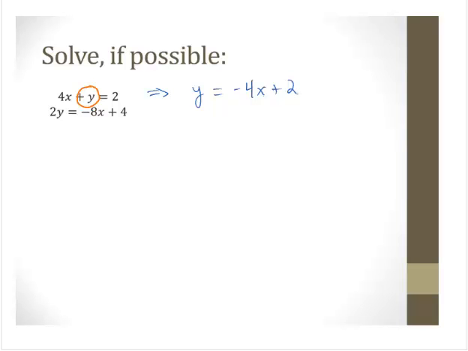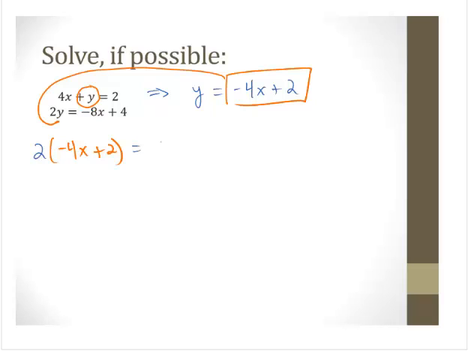So now I'll make my substitution. I'm going to take that -4x plus 2 and substitute into y in the other equation. So I'd have 2 times, substituting for y, -4x plus 2 equals -8x plus 4. Simplifying on the left-hand side by using the distributive property, I have -8x plus 4, and on the right-hand side -8x plus 4. Now look, you see how both sides are exactly the same? This is called an identity.